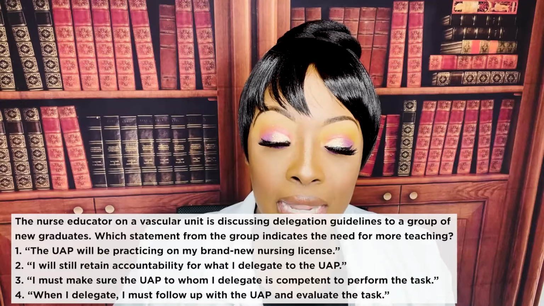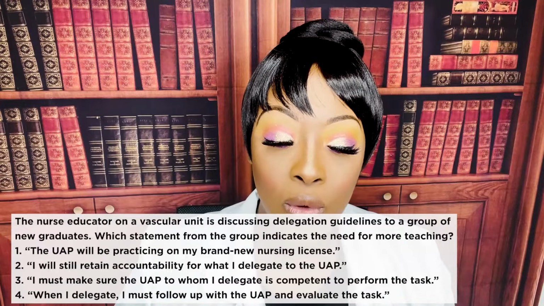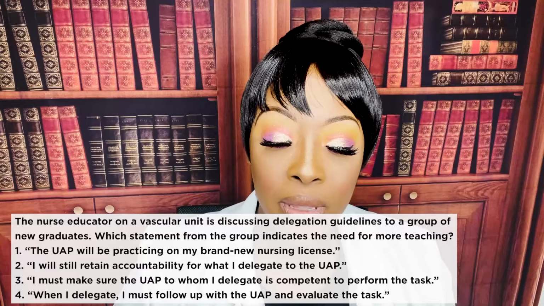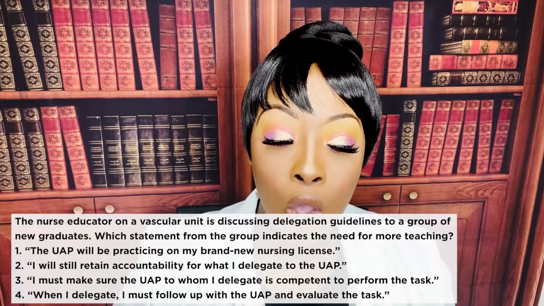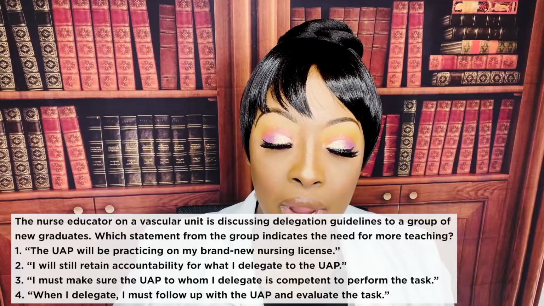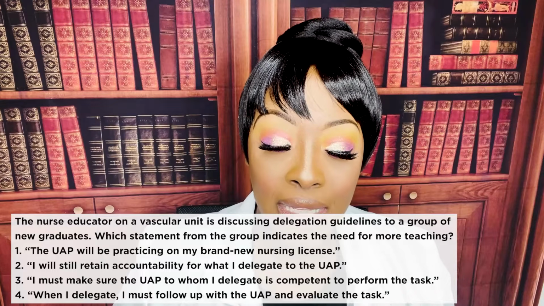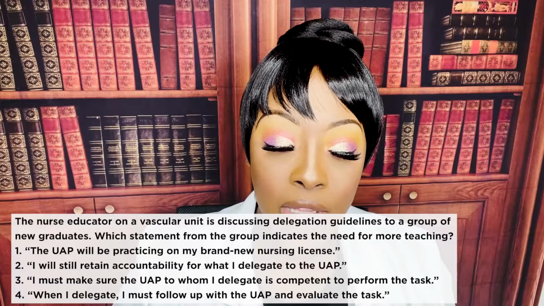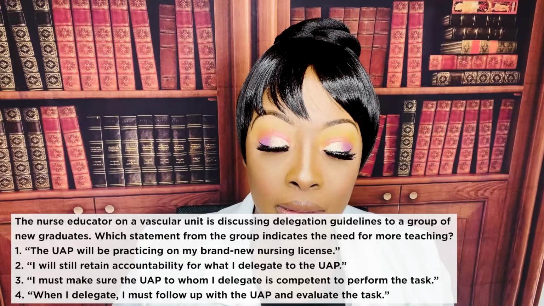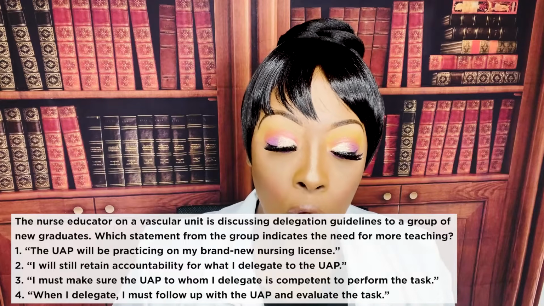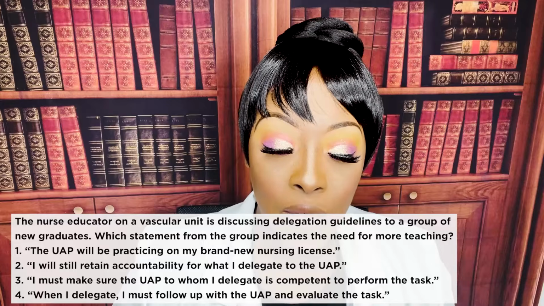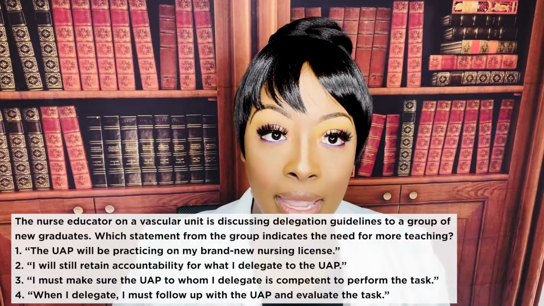The nurse educator on the vascular unit is discussing delegation guidelines to a group of new graduates. Which statement from the group indicates the need for further teaching? 1, the UAP will be practicing on my brand new nursing license. 2, I will still retain accountability for what I delegate to the UAP. 3, I must make sure the UAP to whom I delegate is competent to perform the task. Or 4, when I delegate, I must follow up with the UAP and evaluate the task.